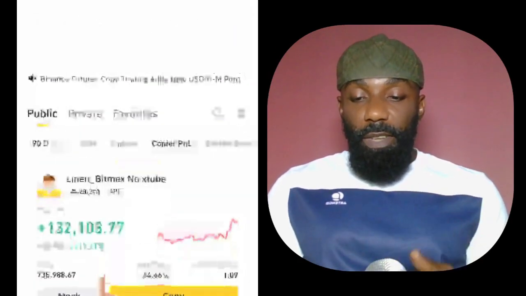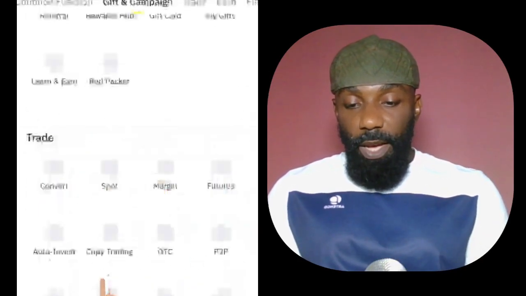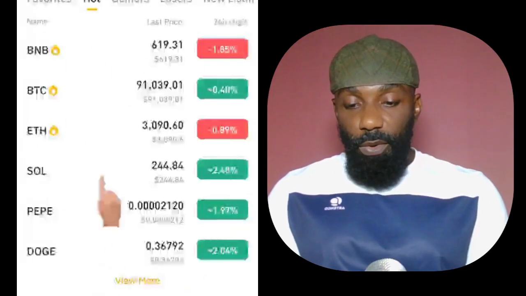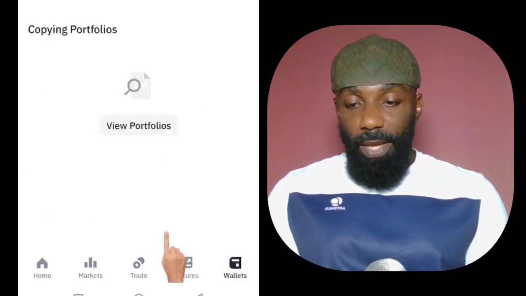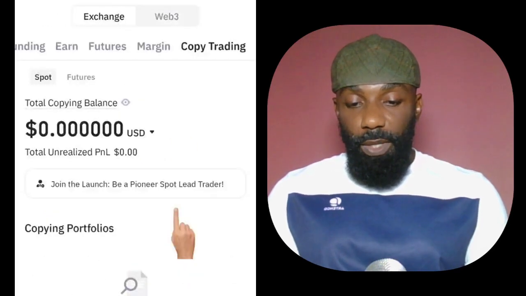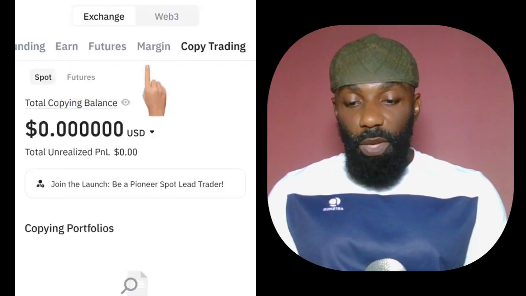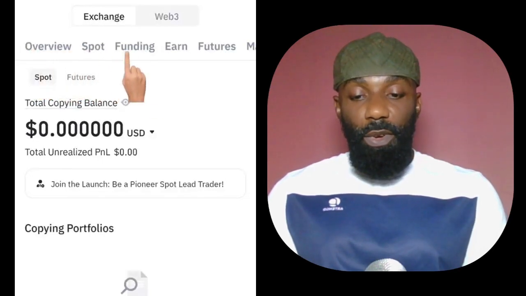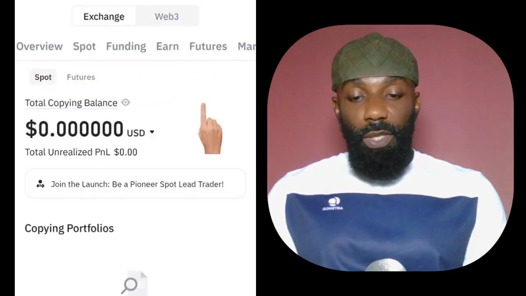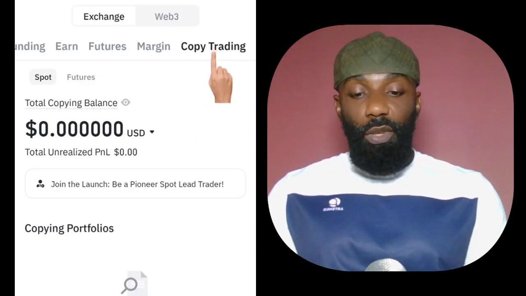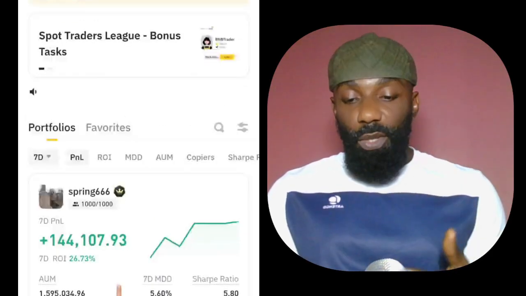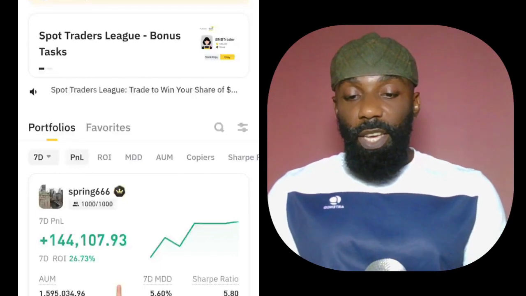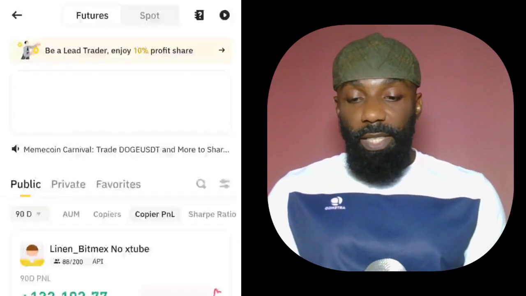Alternatively, if you don't want to go through this route, you can decide to come down here where it says your wallet. Just click on this your wallet, then scroll down. You can see up here, just check where you're going to be seeing overview, spot, funding, and features. Then you're also going to see copy trading here. Just click on it, then come down here and click on view portfolio. Now you can see it still brings us to the same interface. So whichever way you navigate to get here is still very okay.